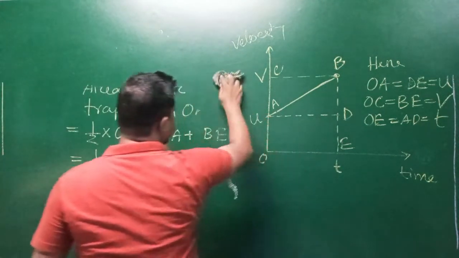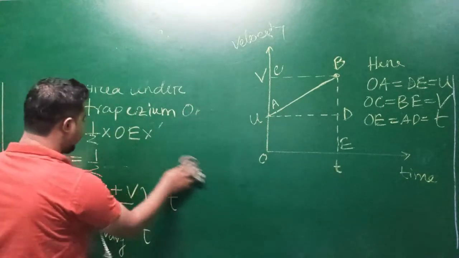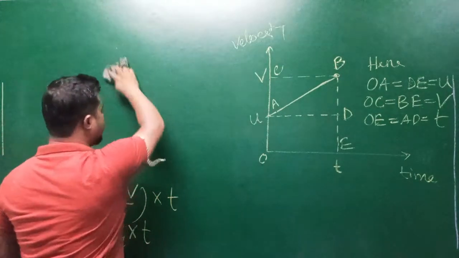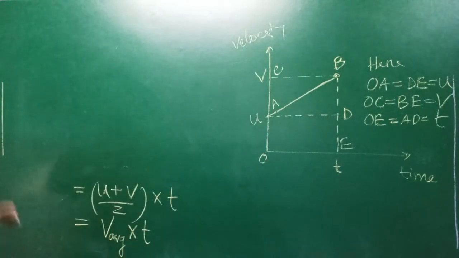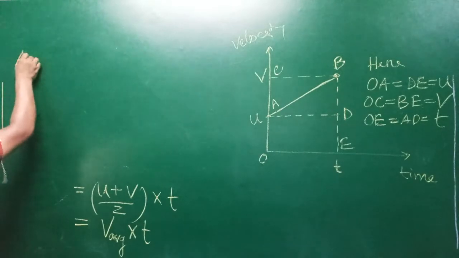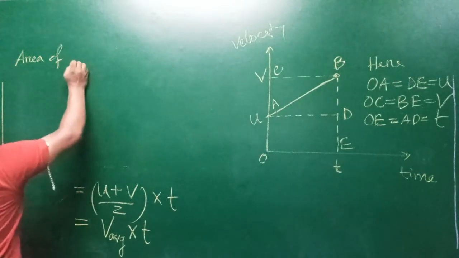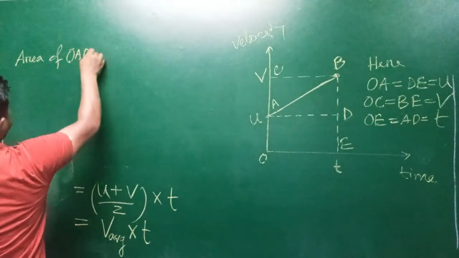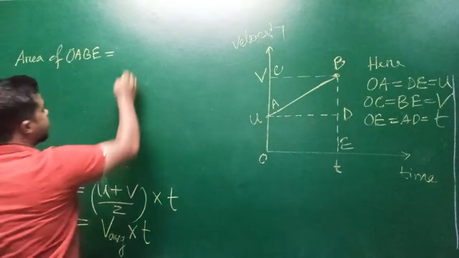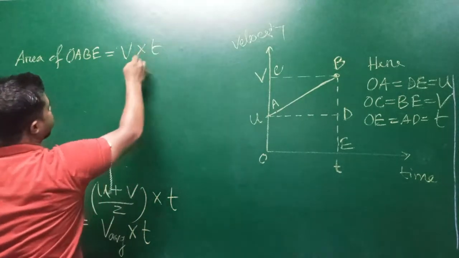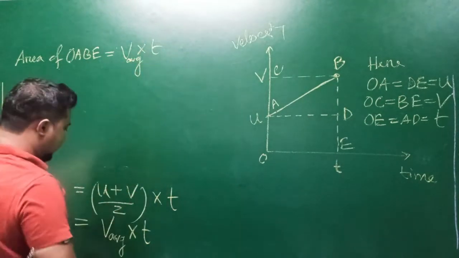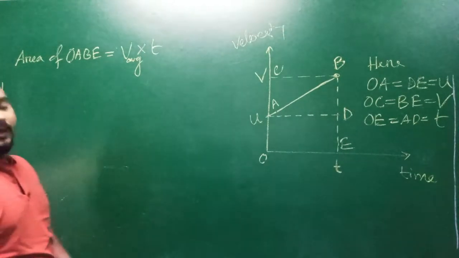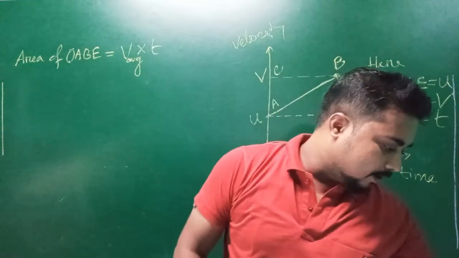So if we further simplify the term, then we can write what? Up to this point we have got the area of the trapezium OABE is equal to v average into t. Now I am erasing this.